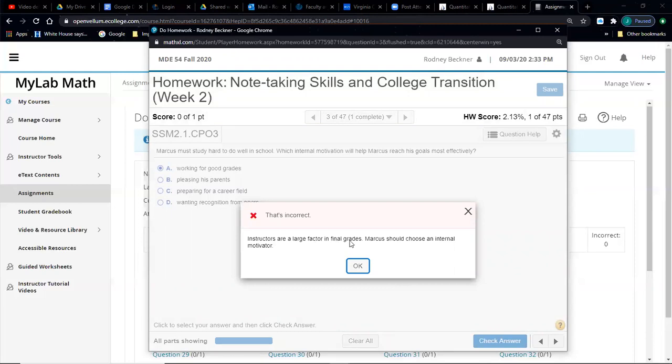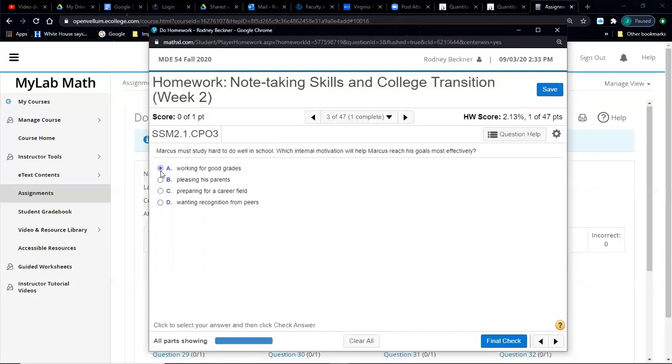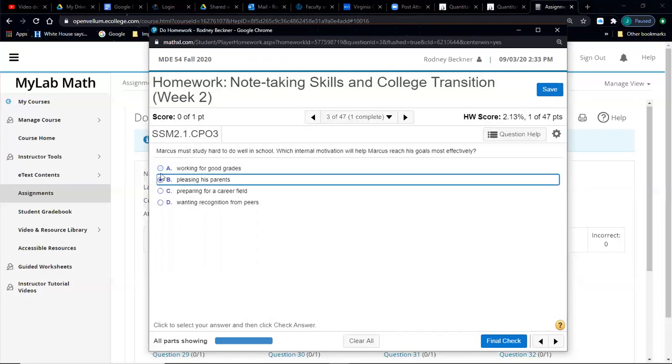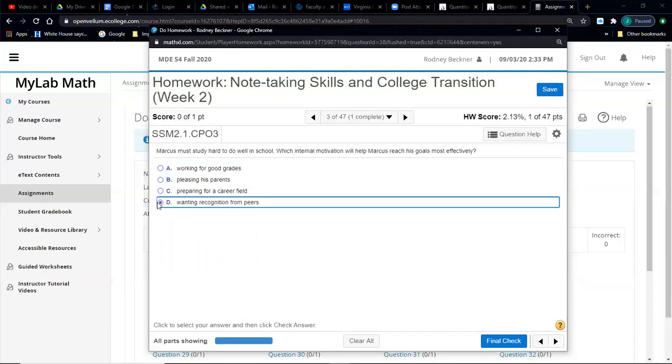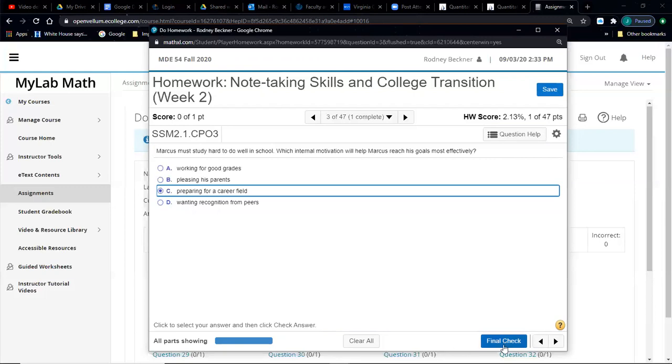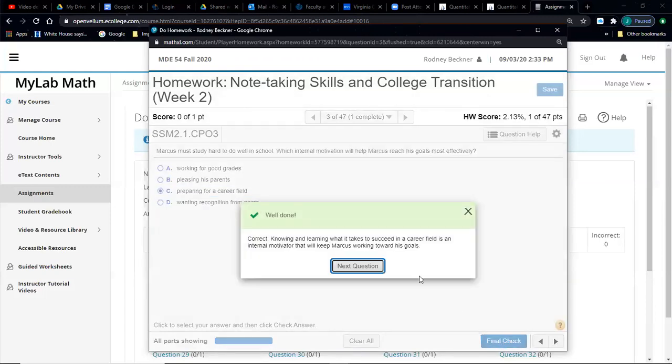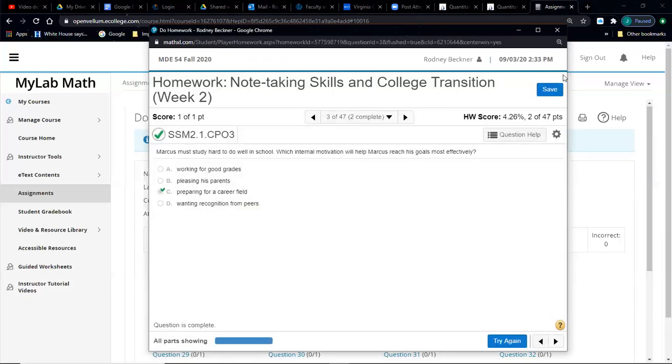Instructors are a large factor in final grades. Marcus should choose an internal motivator. So pleasing his parents. Well, that kind of sounds like it might be in line there, that there's some external things. So preparing for a career field or wanting recognition from peers. Wanting recognition, again, that kind of sounds external when you think about that, what they gave you as a hint. So it's probably preparing for a career field, which was going in line with what I said to begin with, hinting at this. Money, money, money. Career, money, family, happiness.